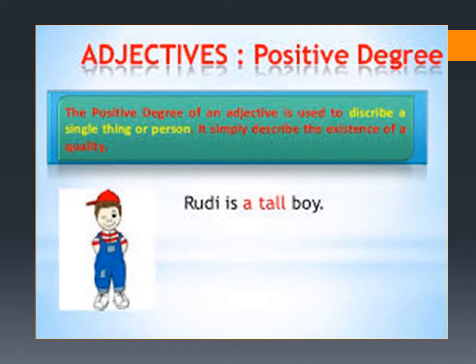Now let's draw out the definitions for positive degree, children. Positive degree of an adjective is used to describe one person or one thing. So it's a kind of adjective which describes only one person or only one thing. As in the example, here only one boy is there. So the adjective positive form is tall. Because only one person is described, the adjective used is tall, which is positive form.